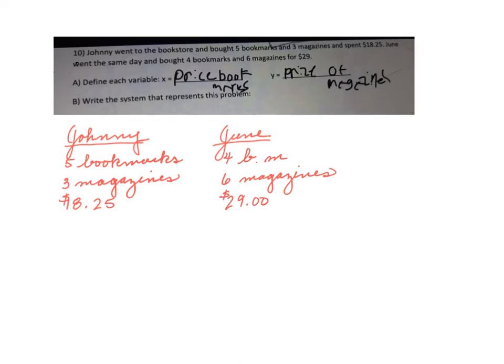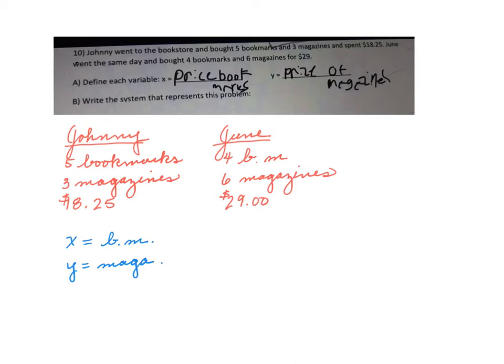And so if we look at what the question's asking for, the first part, A, they want you to define each variable. And you did that. You decided to let X be the price of the bookmarks, which is great. So I'm going to go ahead and write that down. X is going to be the price of the bookmarks. And again, I'm just going to abbreviate that, BM. And you said let Y be the price of the magazines.